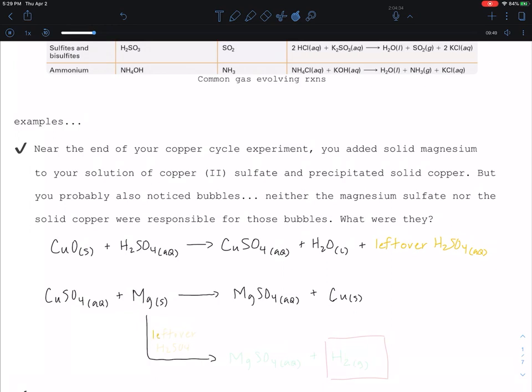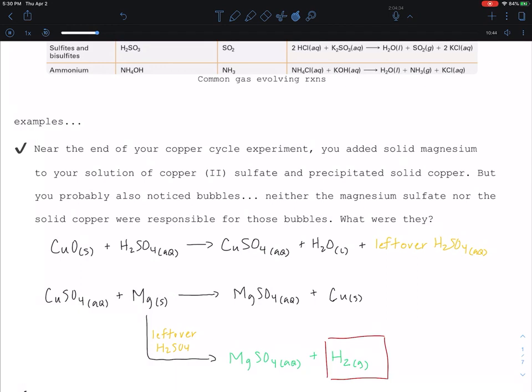But what if there was leftover sulfuric acid? Then all of a sudden, you're going to produce magnesium sulfate, which is totally fine, right? Because that was one of the products that you were trying to make in the first place, but also hydrogen gas. This right here, this accounts for those bubbles. So it had nothing to do with the copper, right? It had everything to do with leftover sulfuric acid in your flask that you didn't know was there and you couldn't see it, right? Because it's clear and colorless. It's just a solution, clear and colorless.